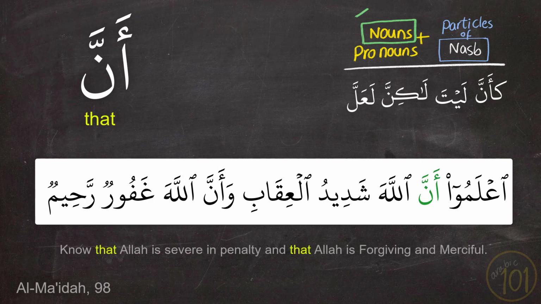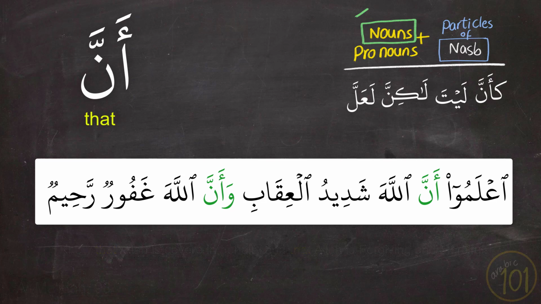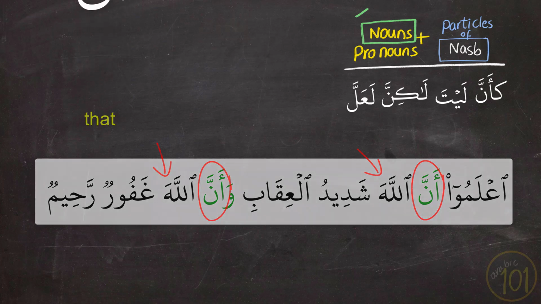اعلموا أن الله شديد العقاب وأن الله غفور رحيم. And here we can clearly see that in this example, the word Allah in both instances has fatha on it. And this is the effect of anna, because it adds nasb or fatha to the word coming after it.